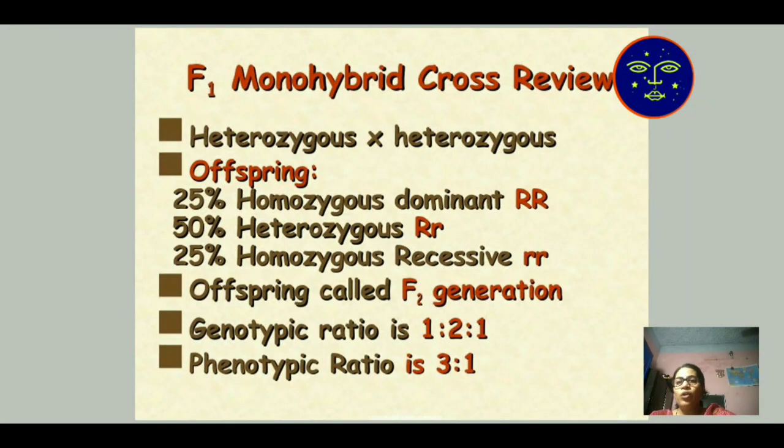In the F1 monohybrid cross, the offspring come out as 25% homozygous dominant, that is capital R, capital R, 50% heterozygous, that is capital R, small r, and 25% homozygous recessive, that is small r, small r. So the genotypic ratio is 1 is to 2 is to 1, with the 2 for 50% heterozygous, whereas the phenotypic ratio is 3 is to 1.